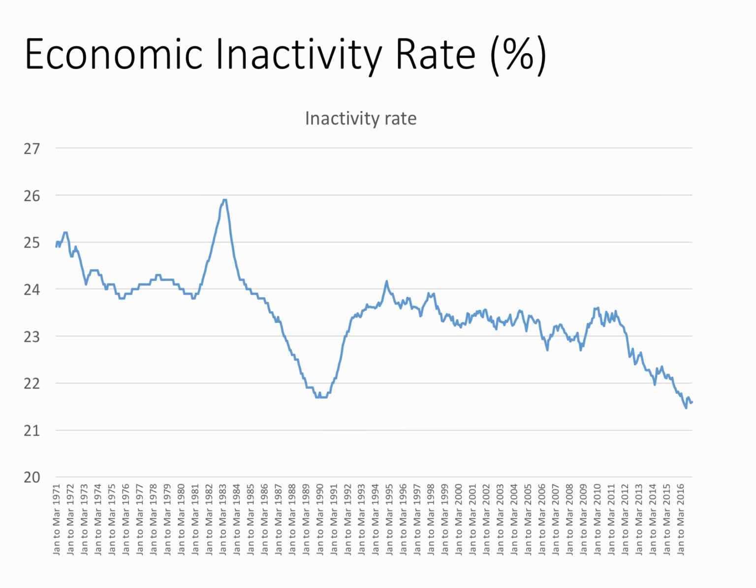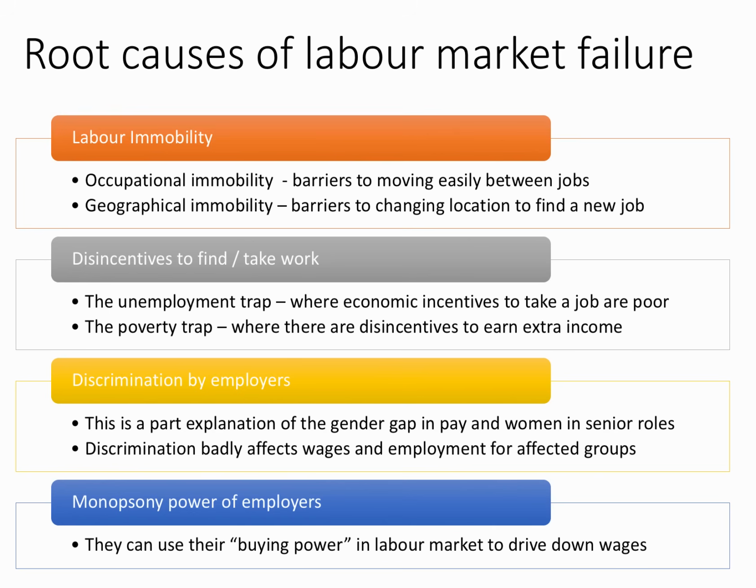Admittedly, I've changed the axis here on the y-axis, but it's fallen from about 24% down to 21% in the last few years. So in other words, this is a sign perhaps that the labour market is changing and fewer people remain inactive. That's people of working age.